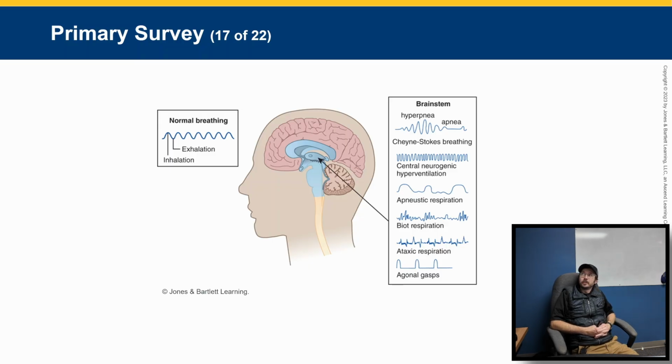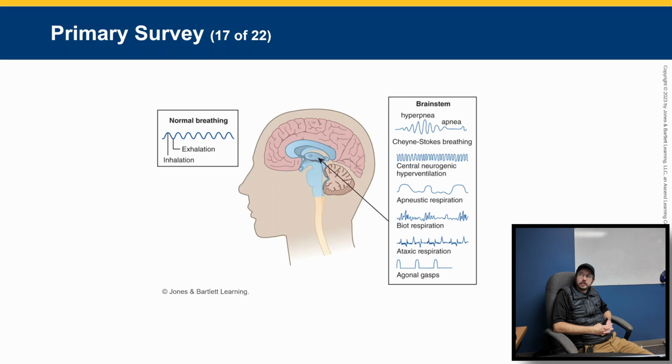So the Cheyne-Stokes, there at the top, you get deepening and more rapid respirations, and then it slacks off, and then you have a period of apnea, and the pattern repeats. You have central neurogenic hyperventilation. That is very rapid, very deep ventilation. You see that in panic attacks and stuff, but it doesn't last very long. This doesn't stop. That's the big difference there. And your patient's probably not going to be conscious.